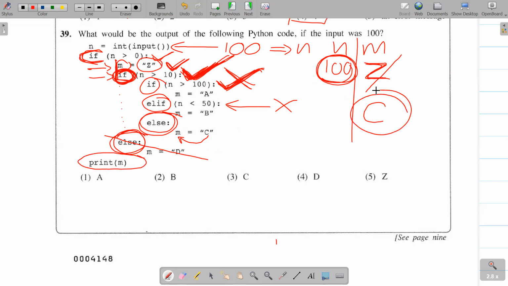So m means what? C. So the answer is the third.